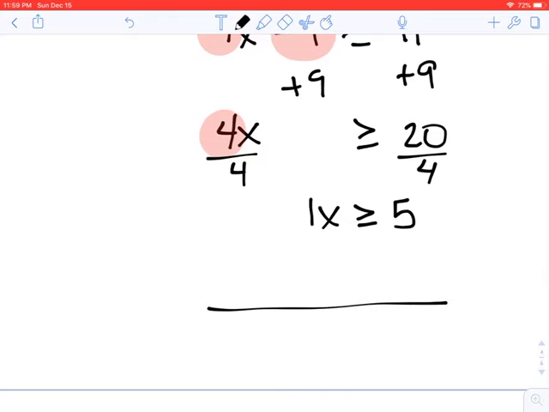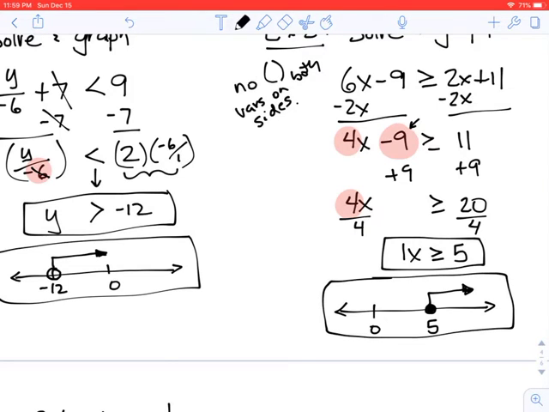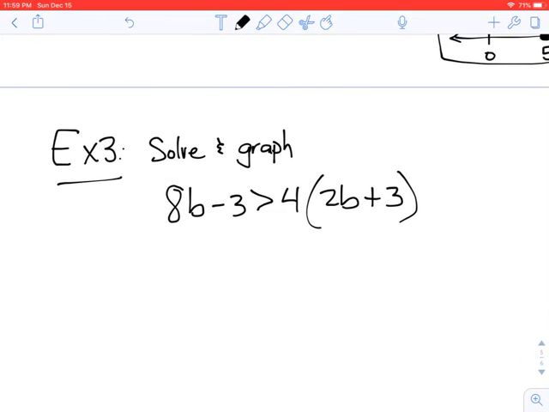Graphing that on the number line. 0, 5. Your boundary point, make sure you fill it in this time because it can be 5. And then it would be all the values to the right of 5. Don't forget, box your answer in, circle it, something like that. Okay? All right, our second and last problem.